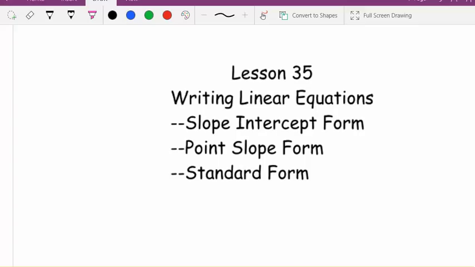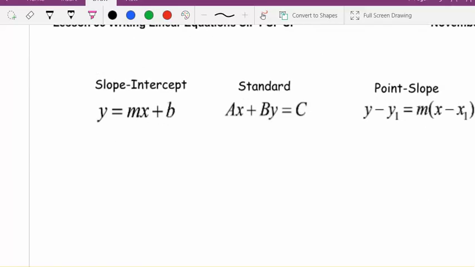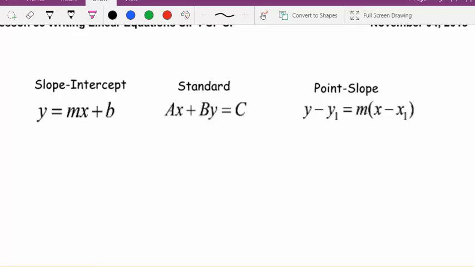Today's lesson 35, writing linear equations: slope-intercept form, point-slope form, and standard form. So these are our equations. We've got slope-intercept form, y equals mx plus b. Standard form, ax plus by equals c, where a, b, and c are integers.